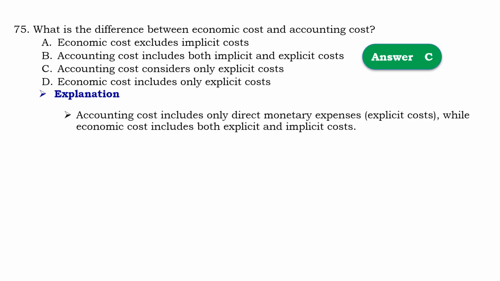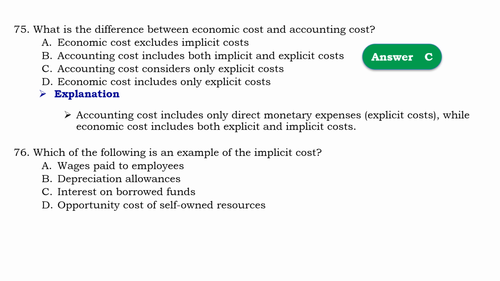Explicit cost. Means that accounting costs include only direct monetary expense or explicit cost, whereas an economic cost includes both explicit and implicit costs. Question number 76. Which of the following is an example of implicit cost?